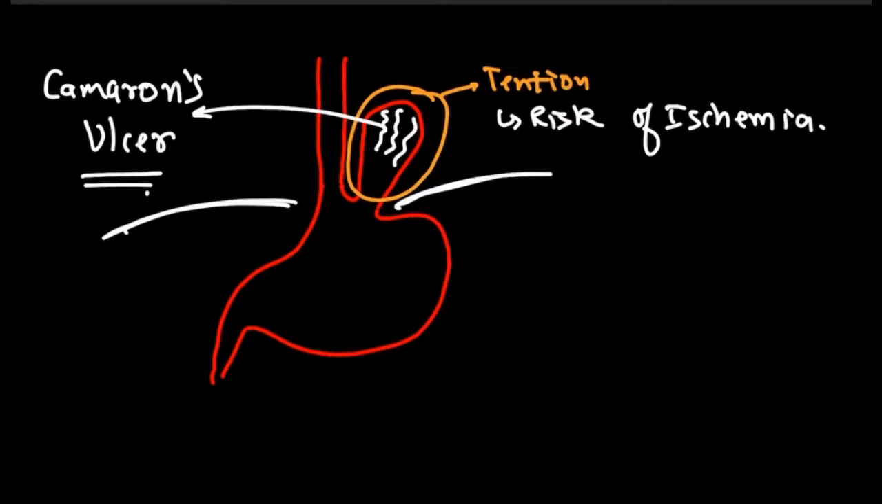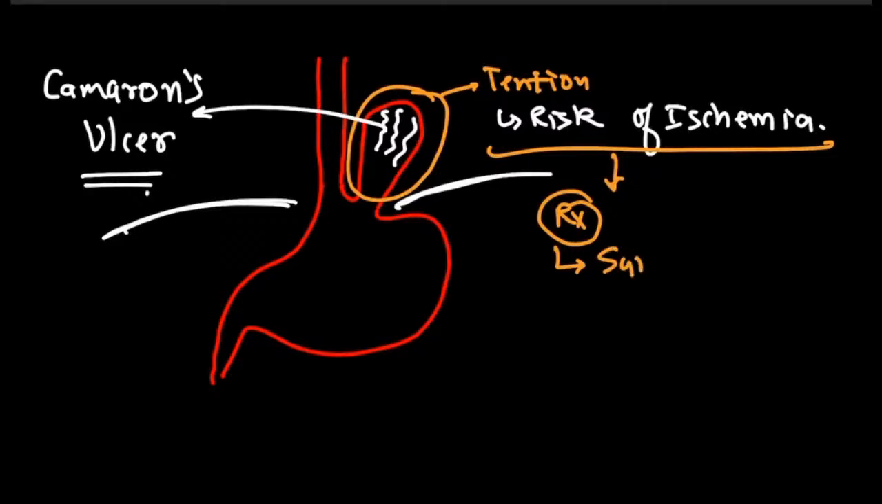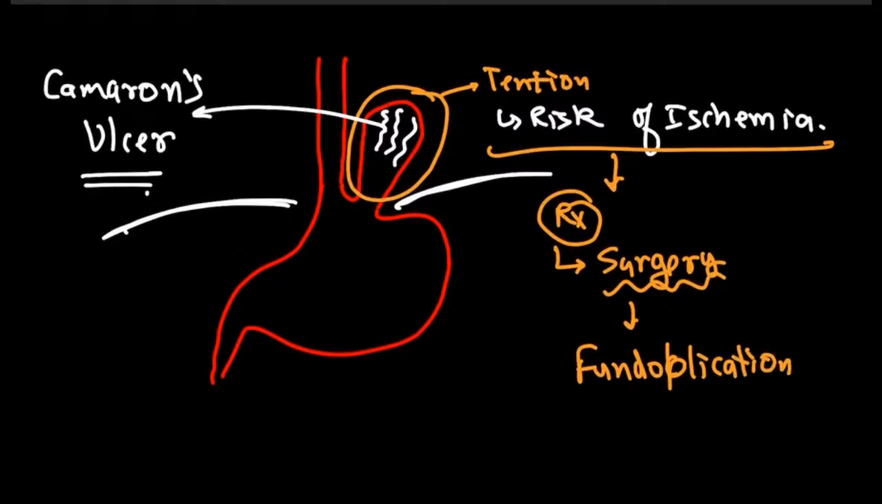Okay, everything is clear. Because this is at risk of ischemia, how will you manage this? If you have a rolling or paraesophageal hiatus hernia, you have to go in for a surgery. And what is the surgery you prefer here, guys? Here you have to go in for a fundoplication. You have to bring the stomach down and then go in for a fundoplication. Okay, I hope you get this point right.